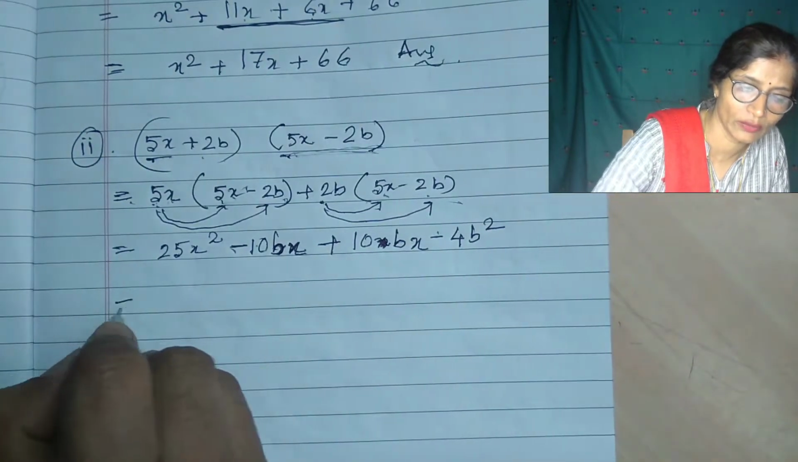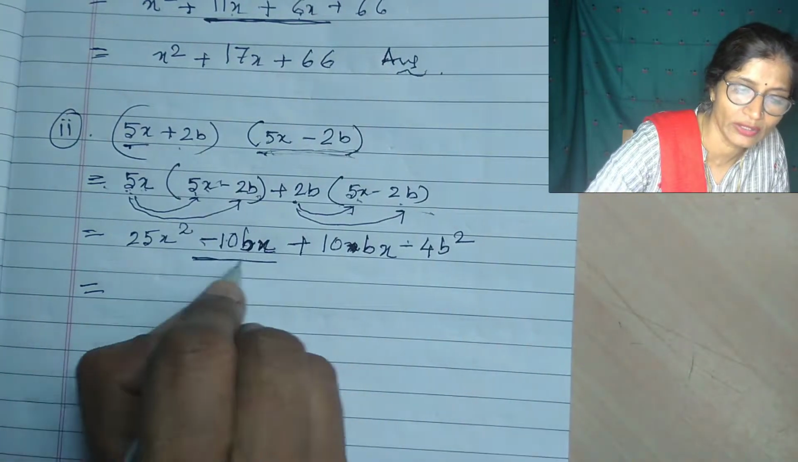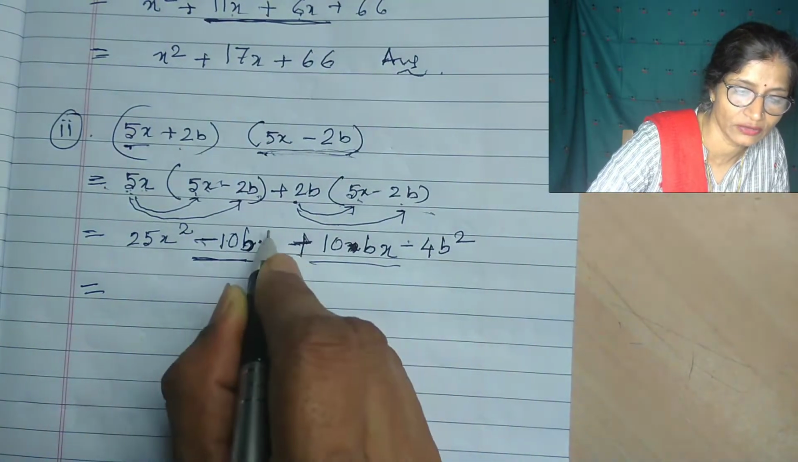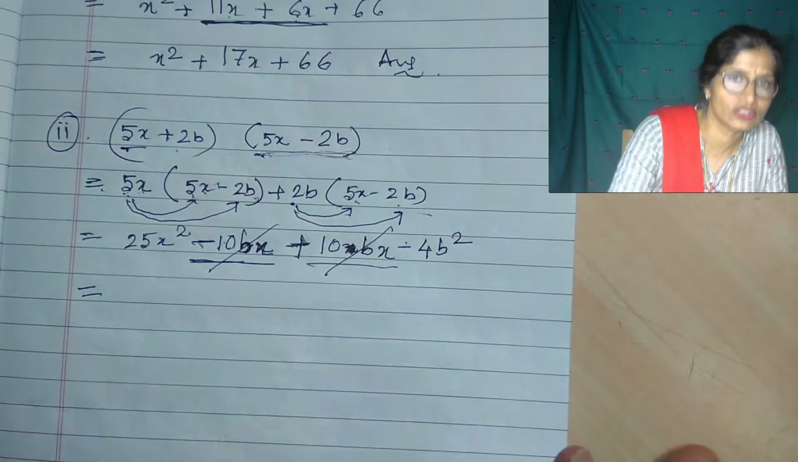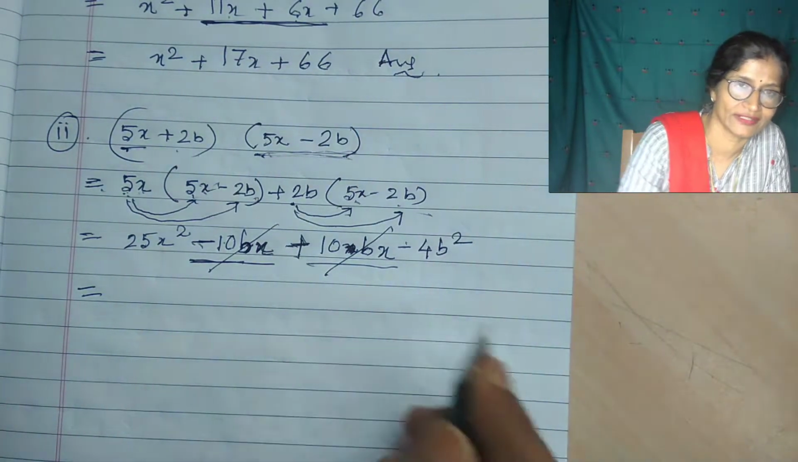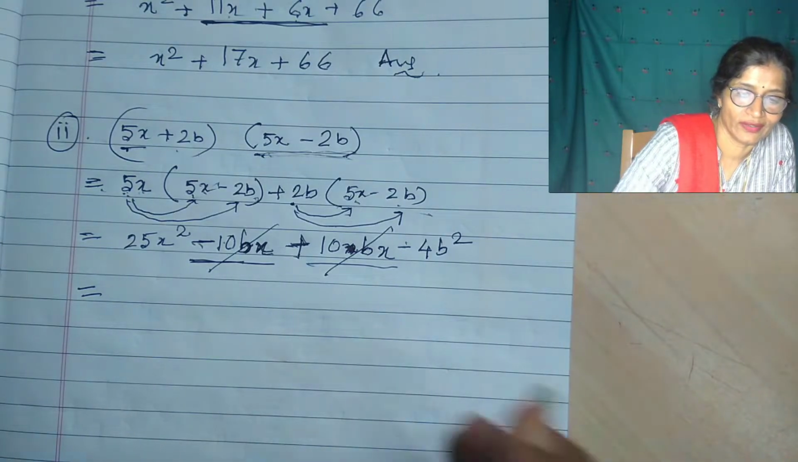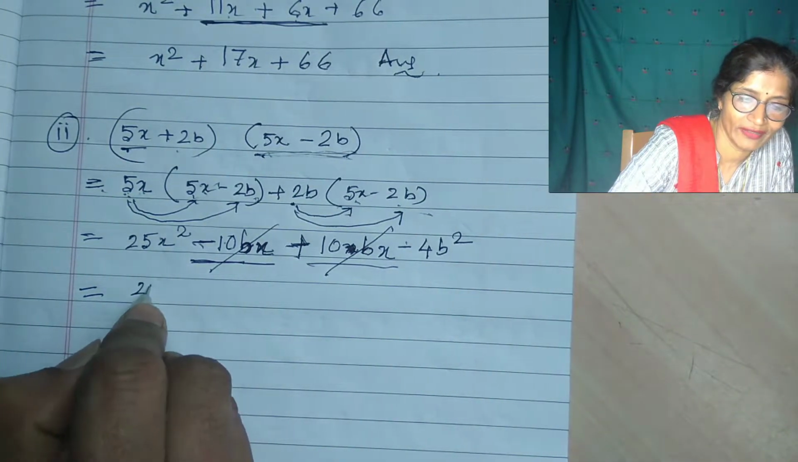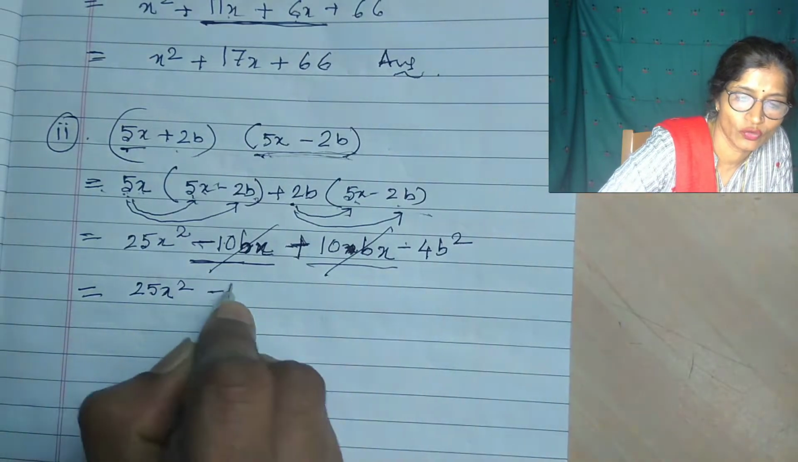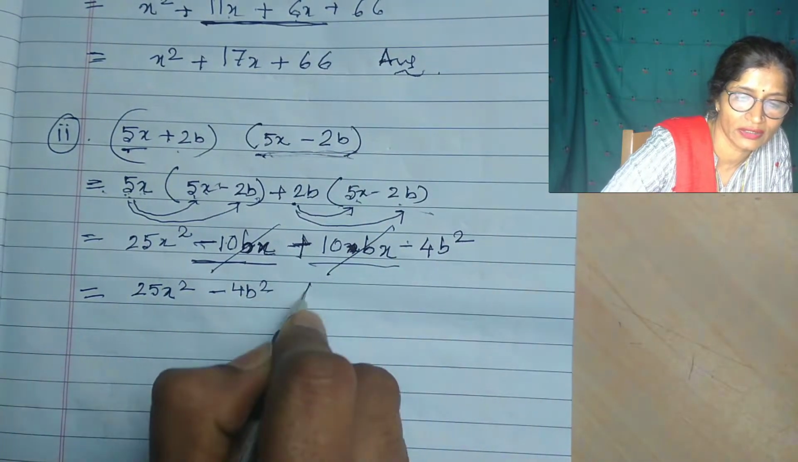Okay, equal to, now these are like terms, this one and this one, but one is with a minus sign, another is with a plus sign. So this will be cancelled because minus 10 plus 10 is 0. So these are cancelled. Now this will be 25x square minus 4b square is the answer.